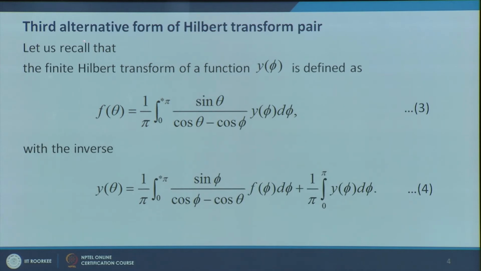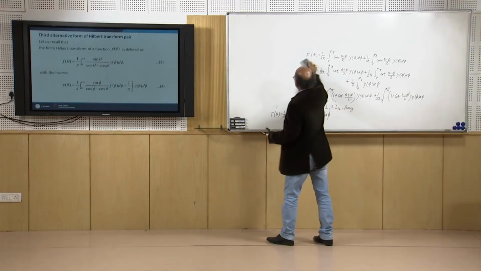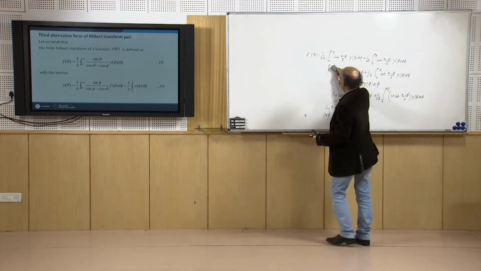There is one more alternative form which we call the third alternative form of Hilbert transform pair. Let us recall that the finite Hilbert transform of a function ψ(φ) is defined as this, f(θ) = 1/π ∫ from 0 to π sin θ/(cos θ − cos φ) ψ(φ) dφ, where the inverse is given by ψ(θ) = 1/π ∫ from 0 to π sin φ/(cos φ − cos θ) f(φ) dφ + 1/π ∫ from 0 to π ψ(φ) dφ. So, this is the Hilbert transform pair. Let us now derive the third alternative form of this.